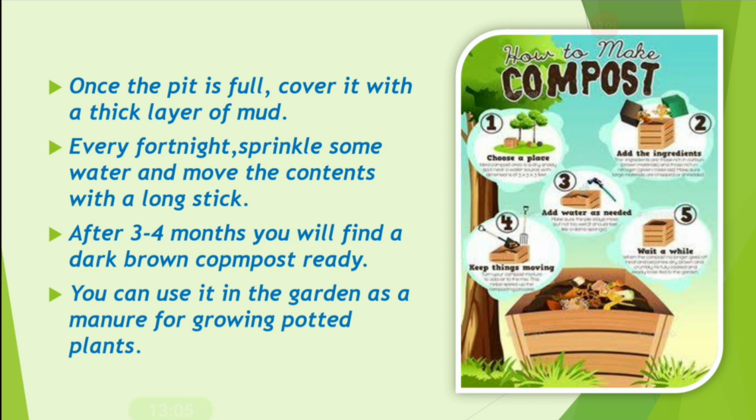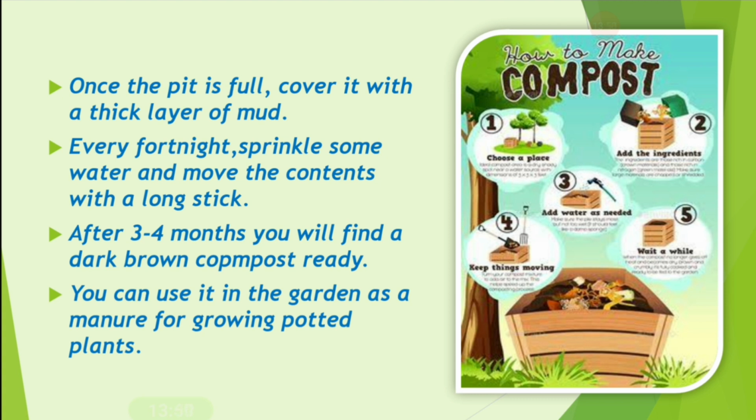Later, after a fortnight, means 14 days, you have to move all the content with a long stick. You have to repeat this process after every 14 days or fortnight. In this way, after 3 to 4 months, you can find a dark brown compost which is ready for your potted plant. So by following these 5 steps, you can also make your own compost in your house.